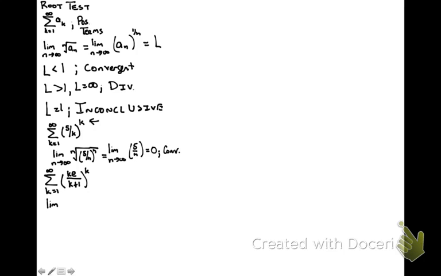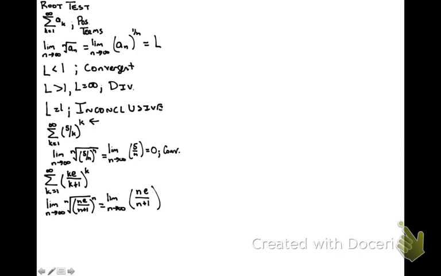So we'll want to consider the limit as n goes to infinity of the nth root of our expression. So n times e over n plus 1 all to the nth power. And that's going to be the limit as n goes to infinity of n times e all over n plus 1.